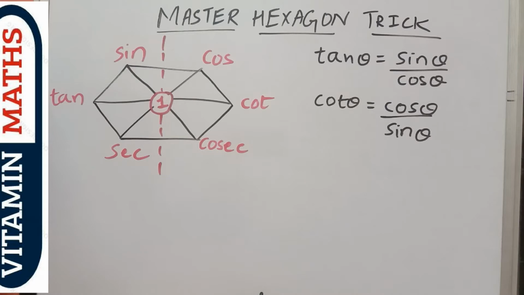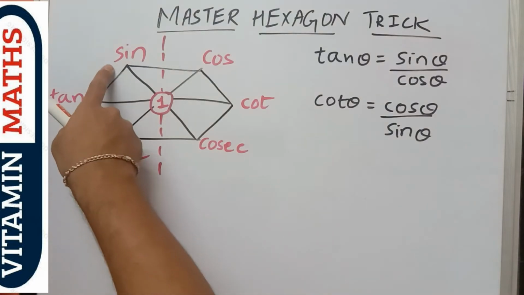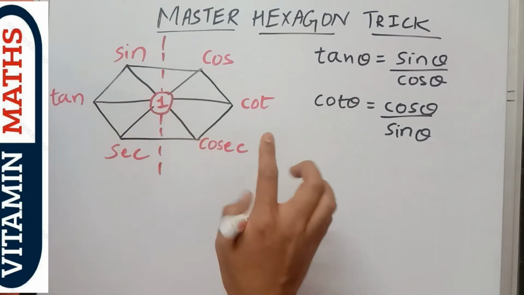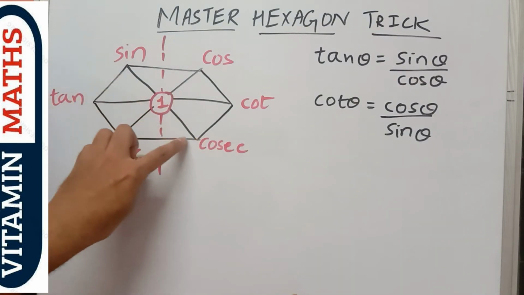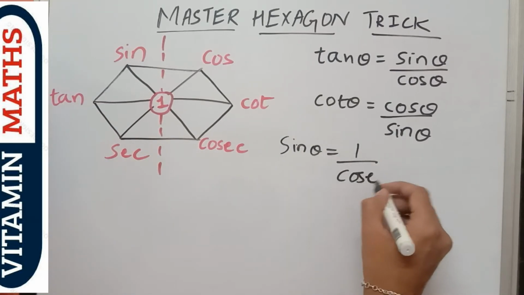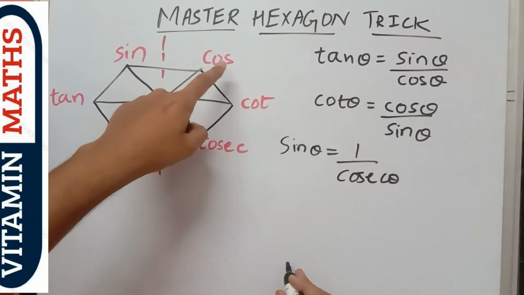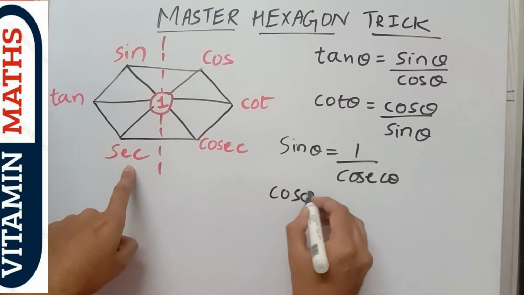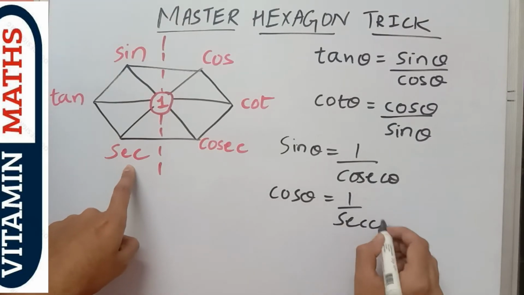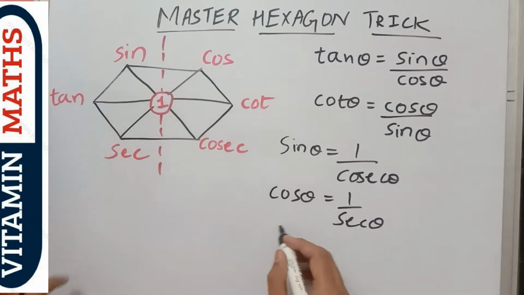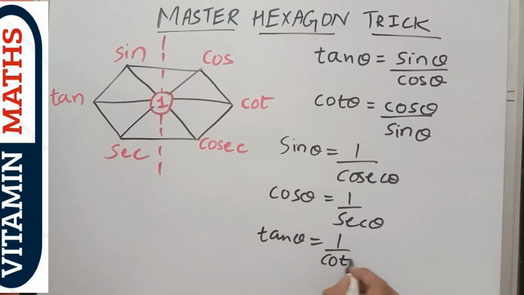Now just see the inverse. Sin theta is 1 upon cosec theta. Similarly, cos theta is equal to 1 upon sec theta. Next, tan theta is equal to 1 upon cot theta.